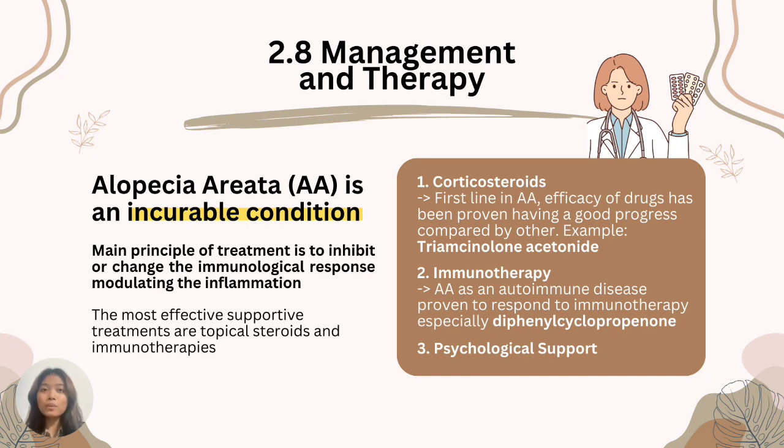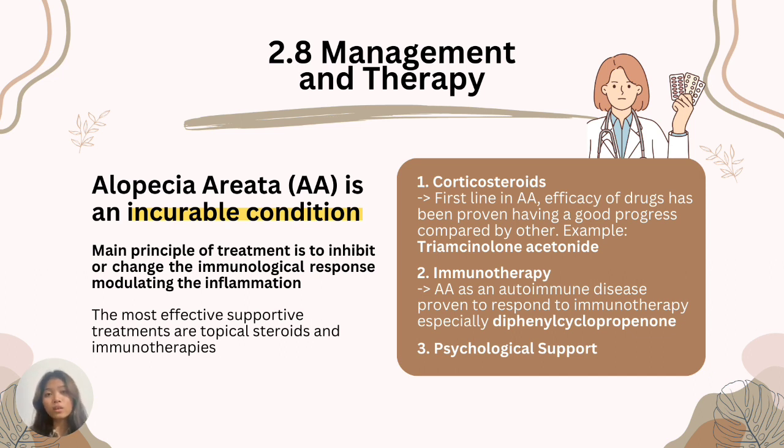In this topic, we'll be talking about treatment and management of alopecia areata. Alopecia areata is an incurable condition, which means the main principle of treatment is to support, to inhibit and change the immunological response. The most effective supportive treatments are topical steroids and immunotherapies. Apart from that, there are many factors that can be considered in providing treatment for alopecia areata, such as extent of disease, age, gender, duration, and others.